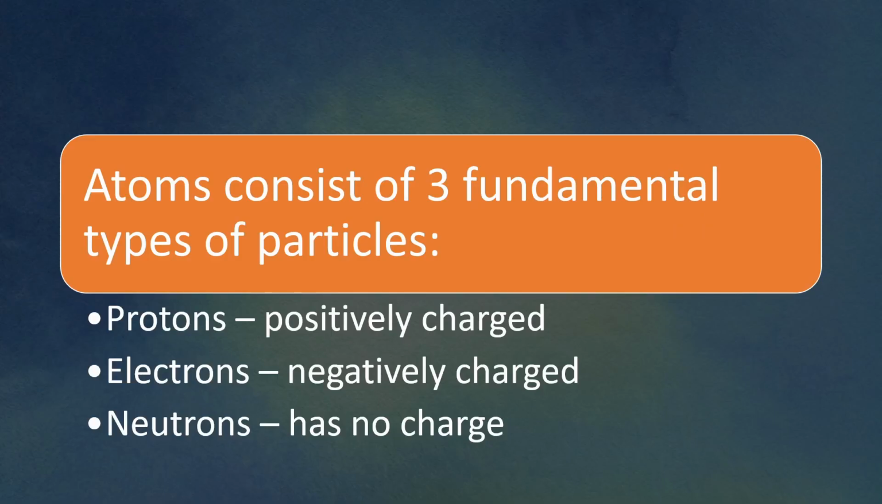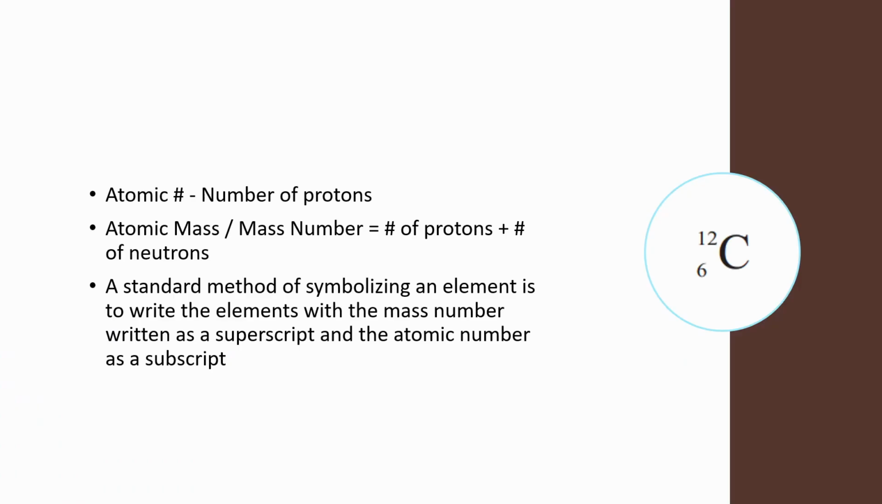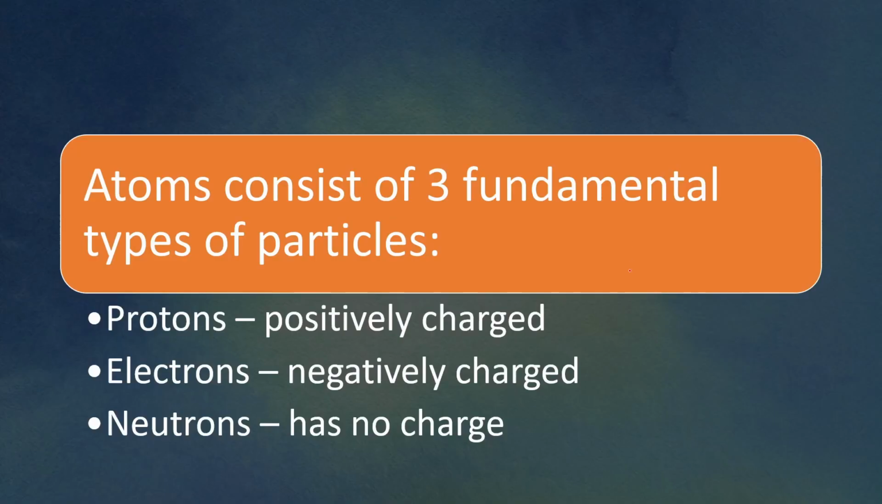Now, atoms primarily consist of our fundamental particles. Particularly, we have our protons, which are positively charged. We have our electrons, which are negatively charged. And we have our neutrons, which have no charge. Okay? Protons, positive; electrons, negative; neutrons have no charge.